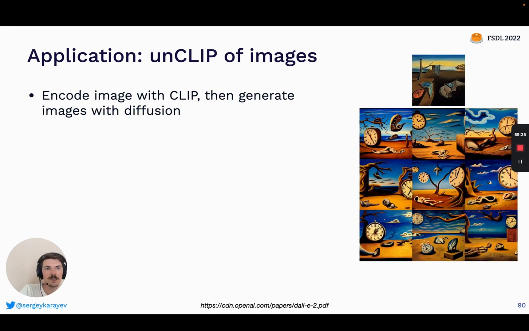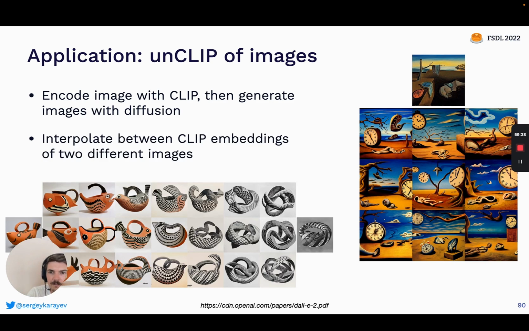What you could do is take an image, encode it with CLIP. So now you have an embedding, and then you can use that embedding to generate other images with diffusion that are basically variations on a theme. And an interesting thing you can do is take two different images, encode them with CLIP, then interpolate in the embedding space between those two vectors and generate images from each point in that interpolation path.